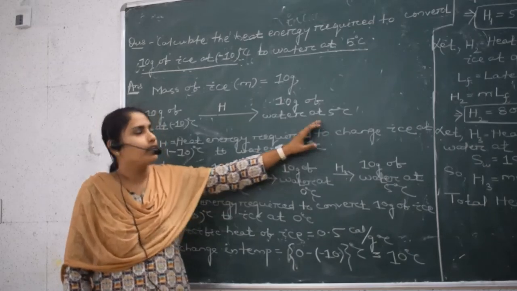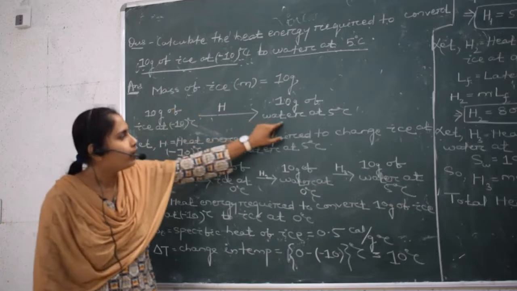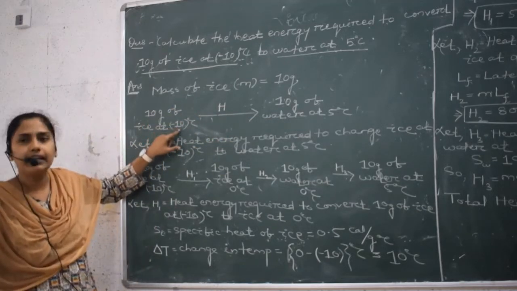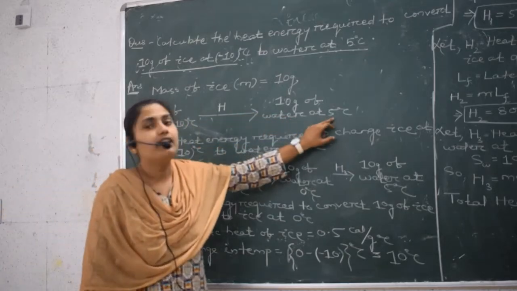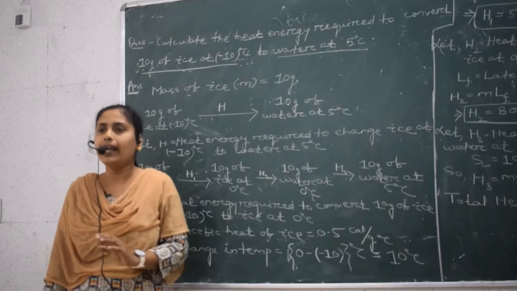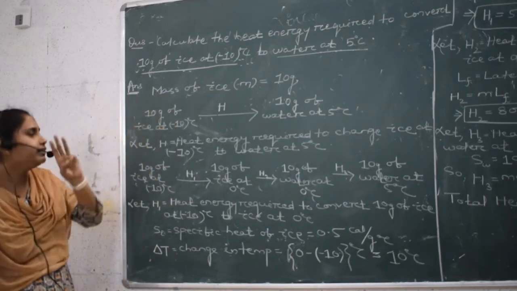Remember, there is a change of state, meaning ice is changing into water, and also there is a change of temperature. Initially it is at minus 10 degrees centigrade and finally it is at 5 degrees centigrade. So it includes both the specific heat formula and the latent heat formula. So we will solve the problem in 3 steps.